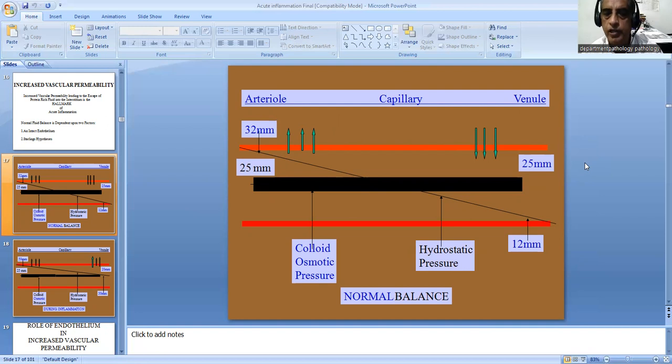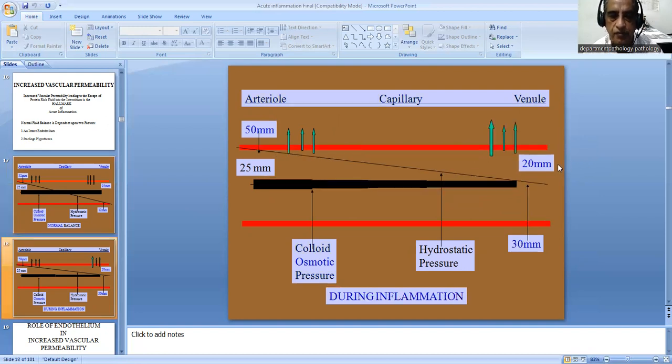Now let's take a look at what happens when there is inflammation. Again, the same arteriole, capillary and venular end. Now here we said that there is altered caliber and increased blood flow to that area. So that means increased fluid is coming. So the hydrostatic pressure hypothetically may go up to 50 mm. And the colloid osmotic pressure is constant at 25 mm. So there is a net hydrostatic pressure of 25 mm. So it tends to throw the fluid out. And with this fluid going out, the hydrostatic pressure starts coming down. But even finally at the venular end, it may come down to only 30 mm.